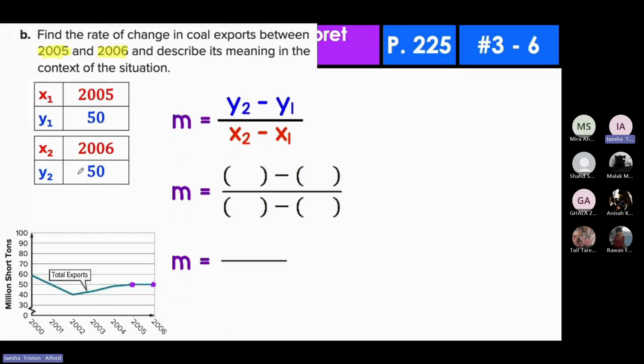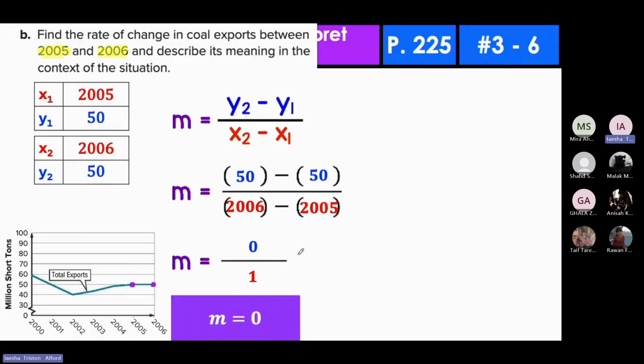Write the formula. Y2, you put 50. Y1, you put 50. X2, 2006. X1, 2005. Subtract the numbers in the top, you get 0. Subtract the numbers in the bottom, you get +1. Divide, you get 0.